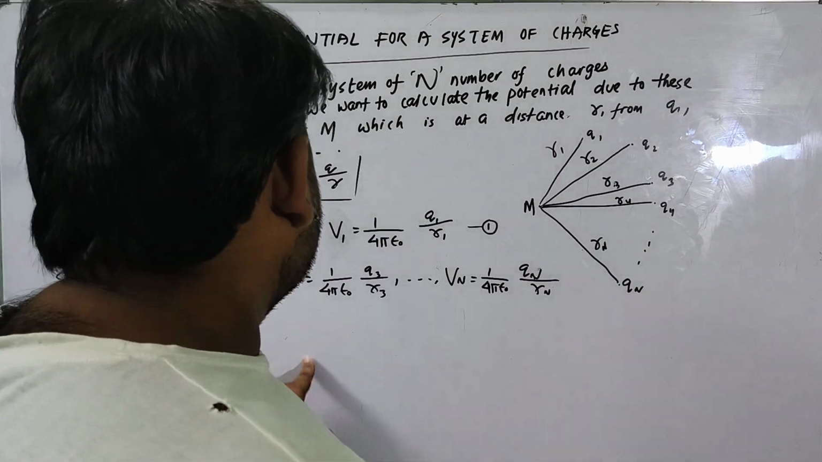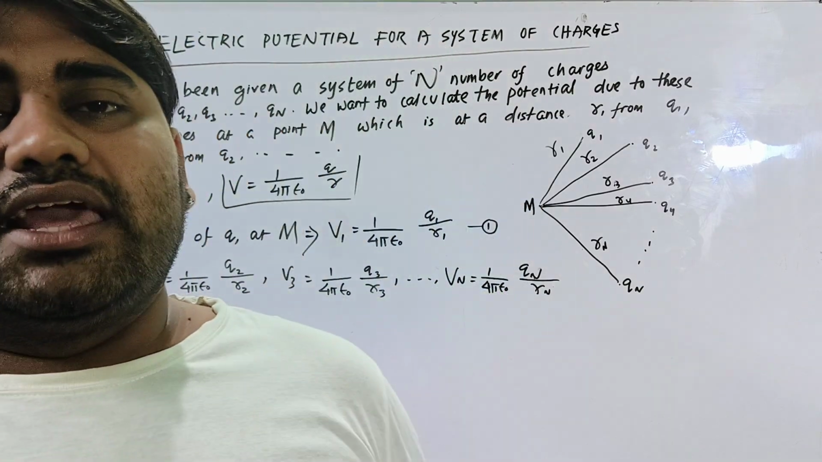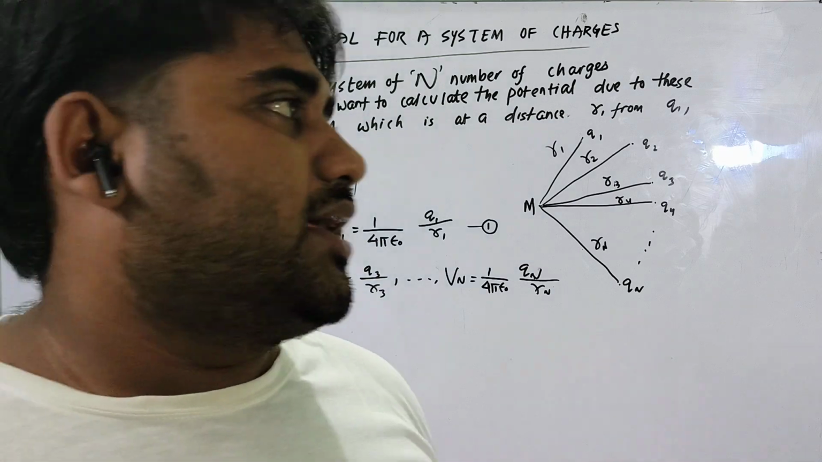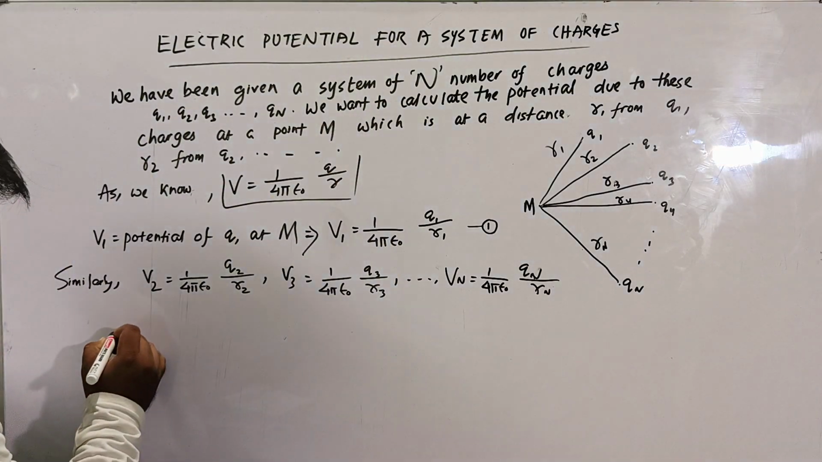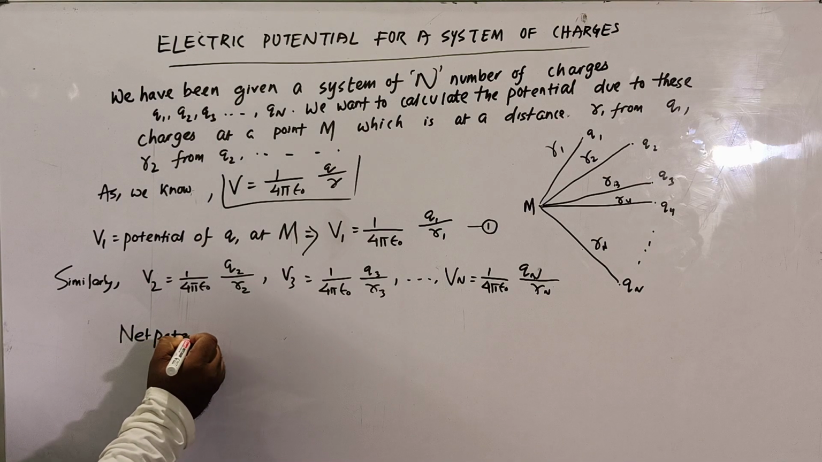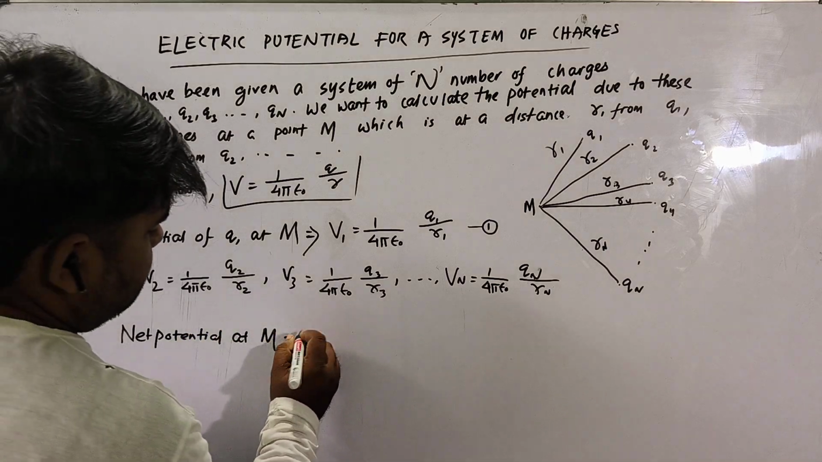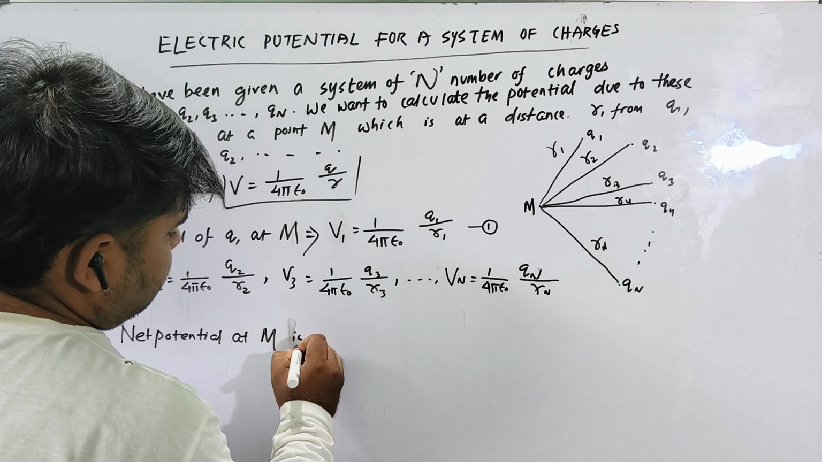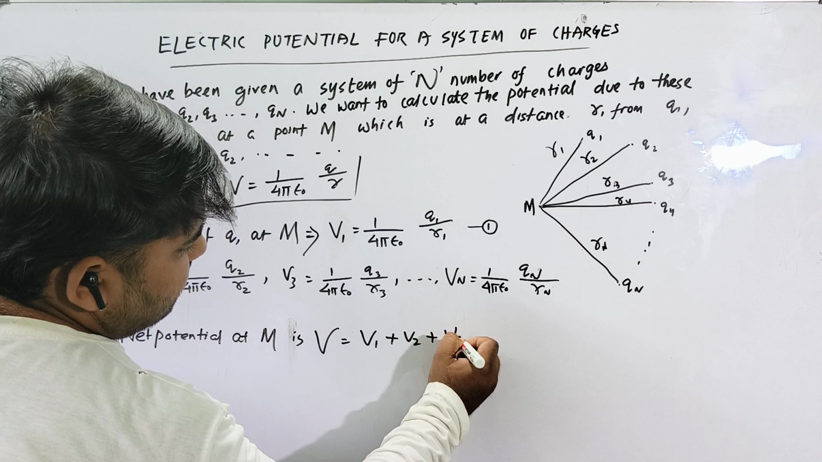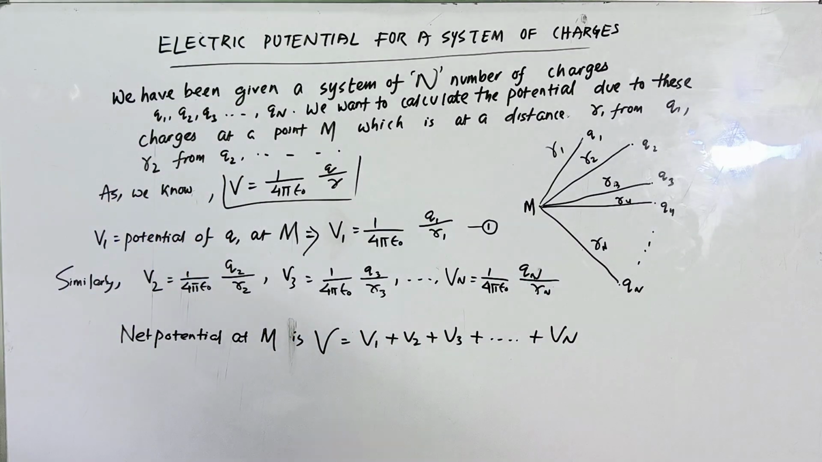So let us calculate the collective potential. As we know, electric potentials are scalar quantities and scalar quantities can be added algebraically. So we are going to add them algebraically. The net potential at M is V equal to V1 plus V2 plus V3 plus dot dot dot plus Vn, and this is the collective potential.